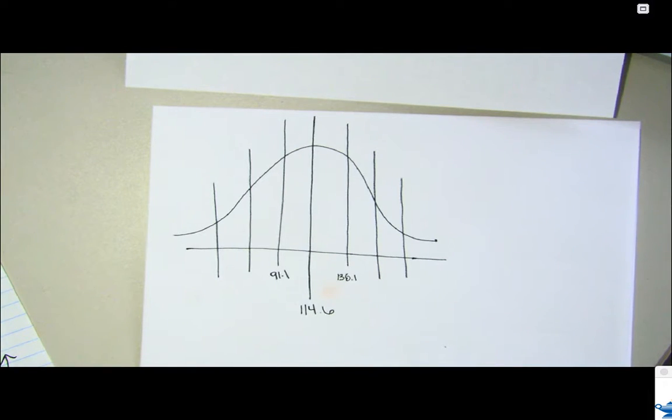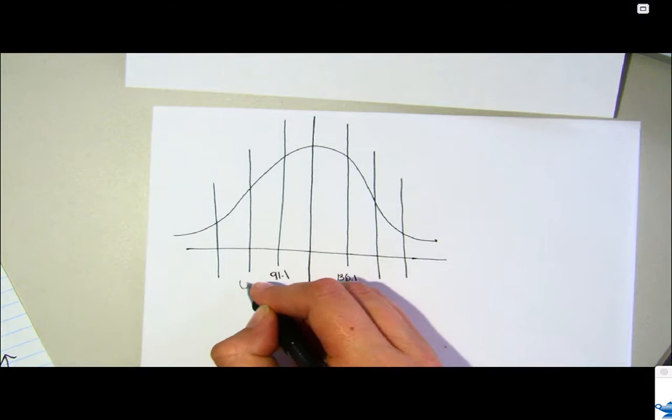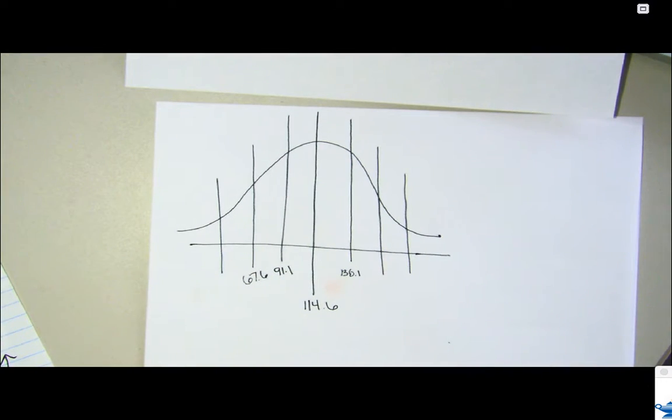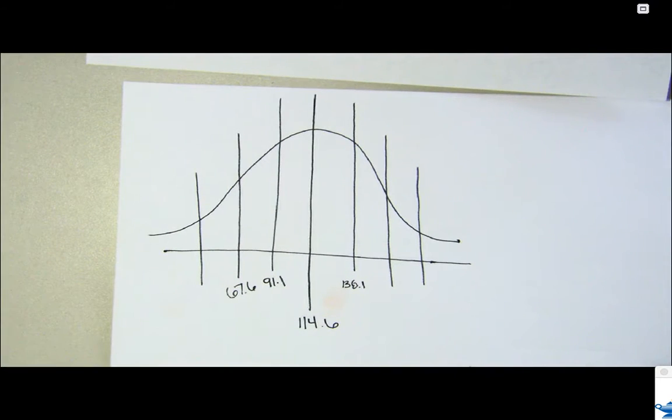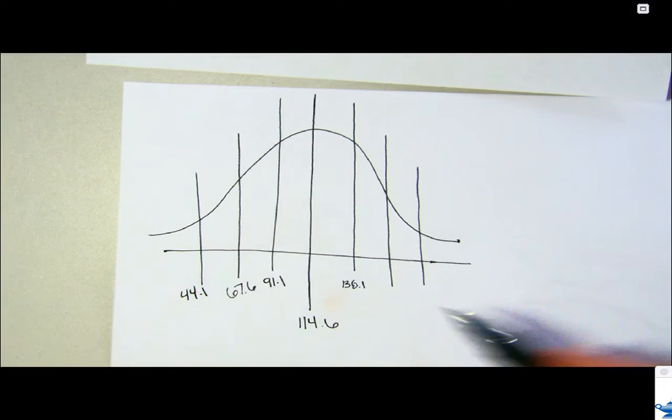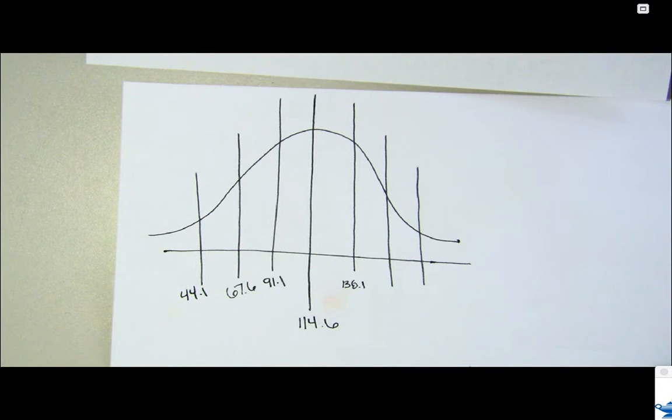Is that 136? Is that 136.1 or 138.1? All right. What is 3 standard deviations below the mean, John? 44.1. What is 2 standard deviations above the mean?